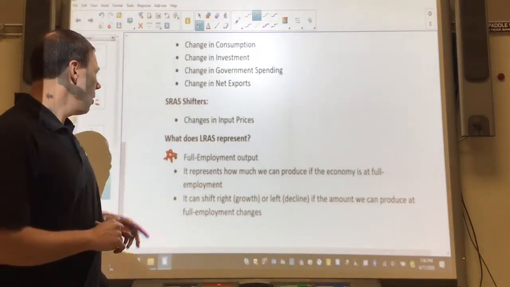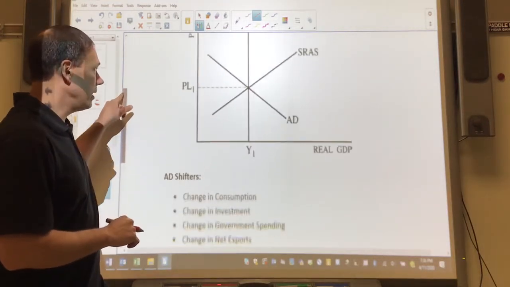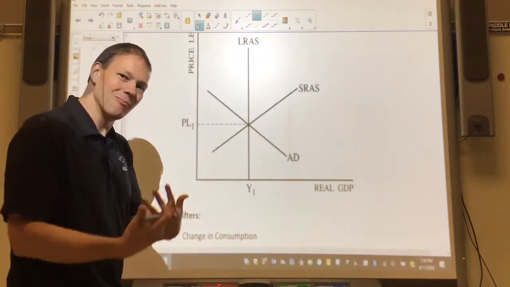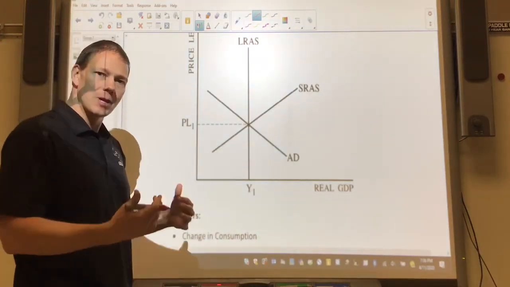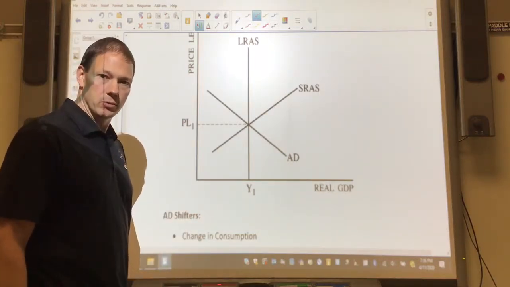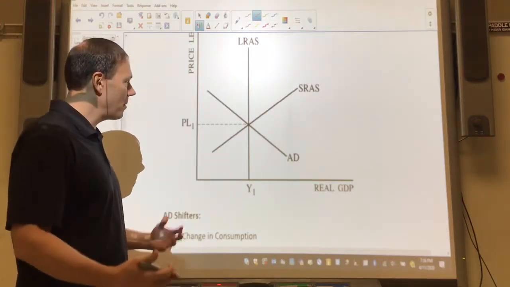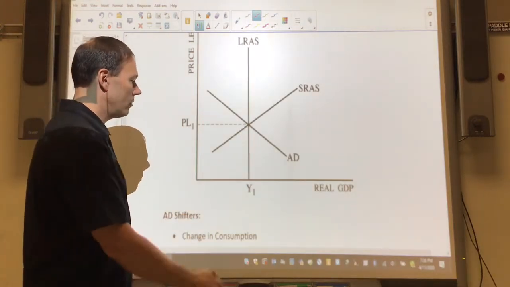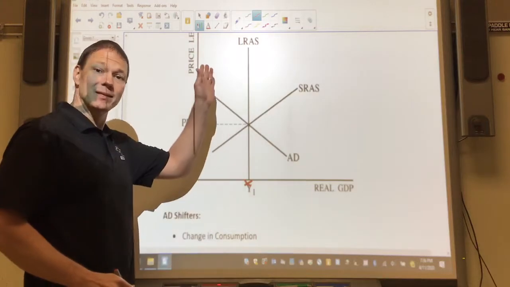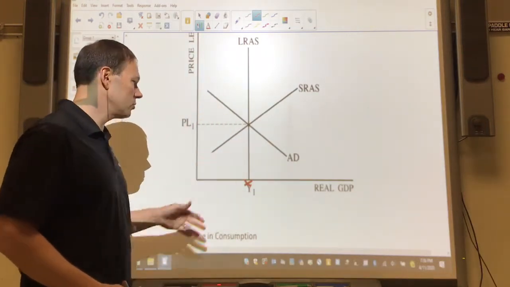Essentially, what this represents is, if we were generally working at full capacity, minus those natural types of unemployment, how many goods and services could we produce? If generally everyone who wants a job has a job for the most part, how much can we produce? It's going to be whatever quantity that is. Again, that doesn't tell us where we are, it just kind of says where we should be.